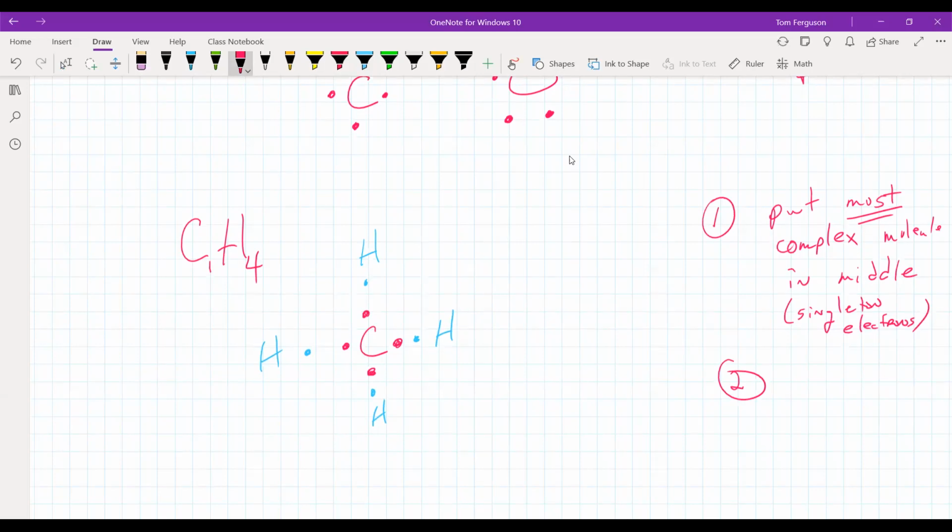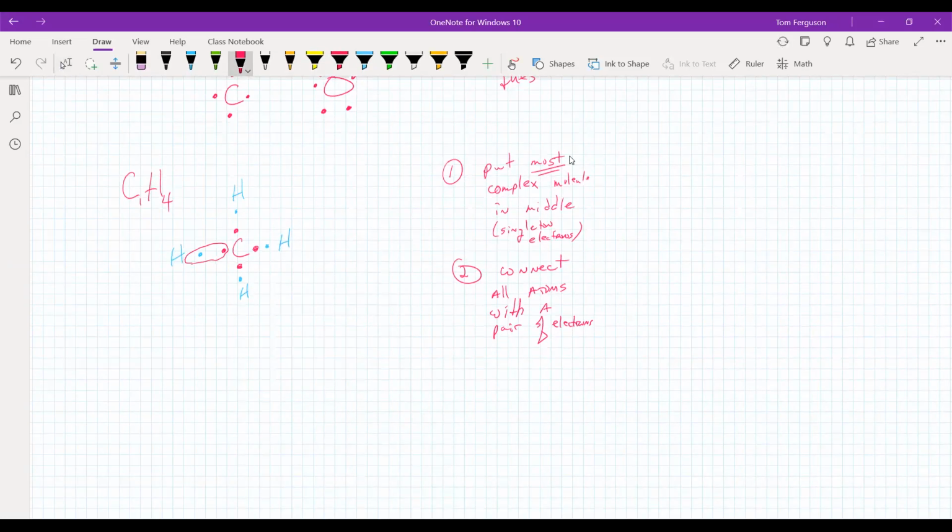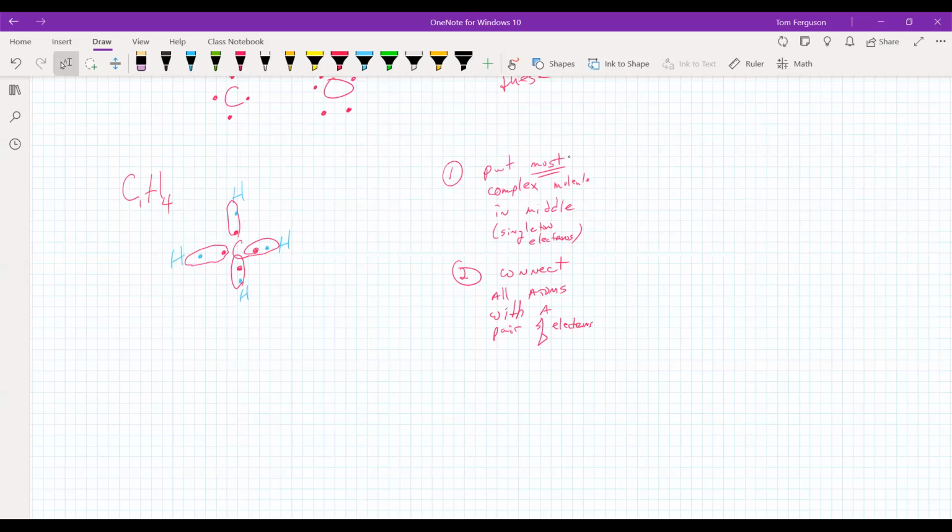Step 2. Now there are 2 ways to do Lewis structures. There's one where you count all the valence electrons. This is a different approach, and I think most students I've found in the past 14 years find this is a more approachable way to do it. So the next step is to connect all atoms with a pair of electrons. And usually what we do is we just take and circle them.